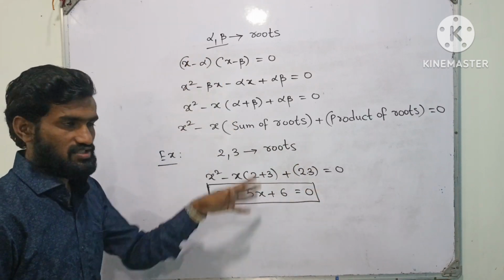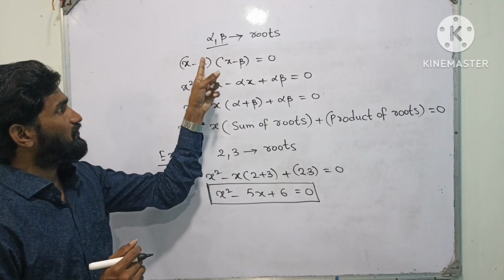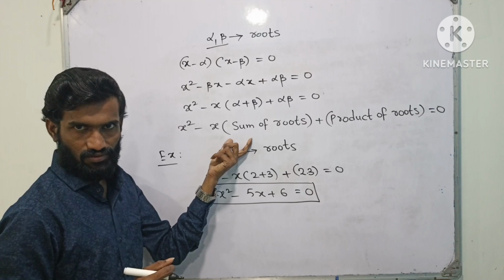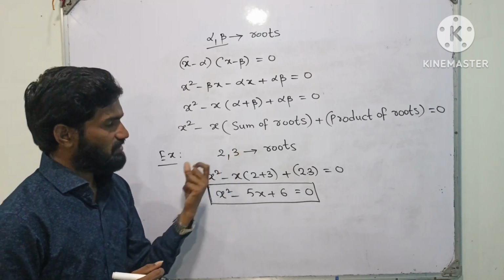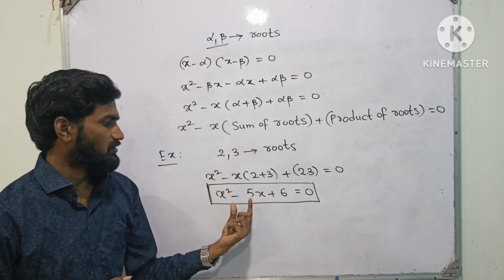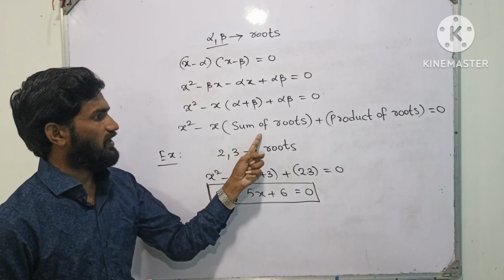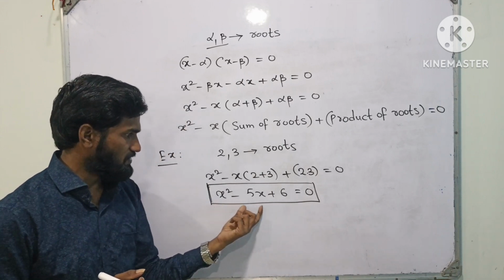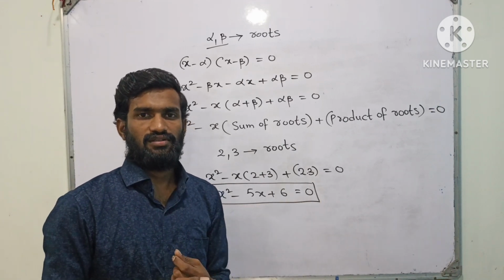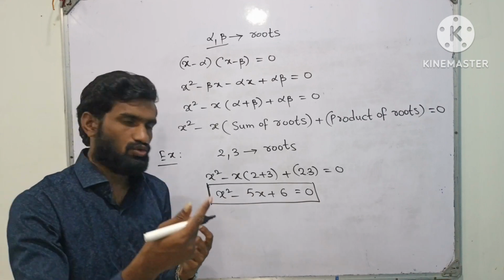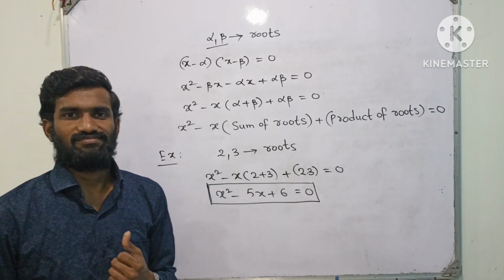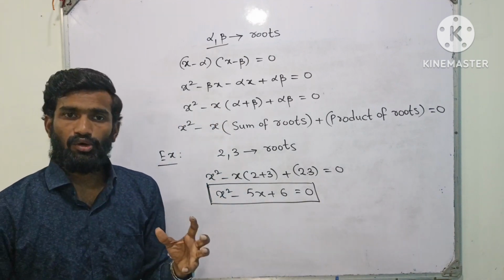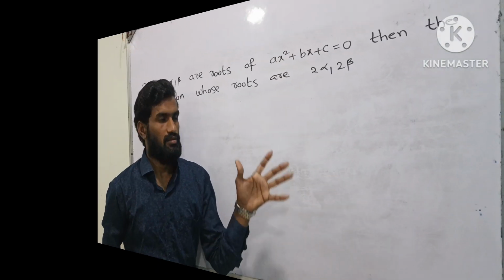So just recall this once. If alpha, beta are the roots, we can write either in this way or in this way. Now if 2, 3 are the roots, 2 plus 3 is 5, so x square minus x into 5 plus 2 into 3 is 6, which is nothing but x square minus 5x plus 6 equals 0. This is the required quadratic equation whose roots are 2, 3. I hope you got this, and we'll see some problems based on this.